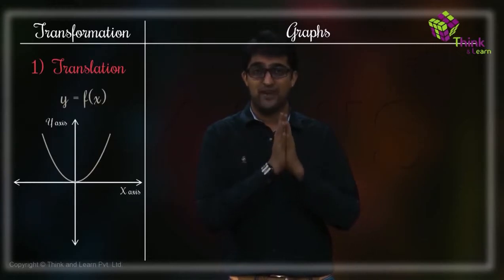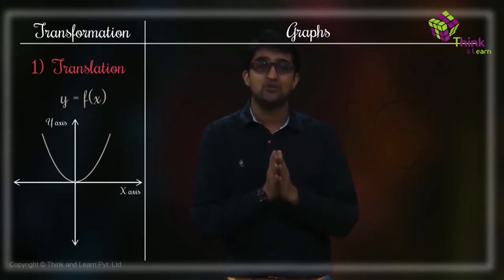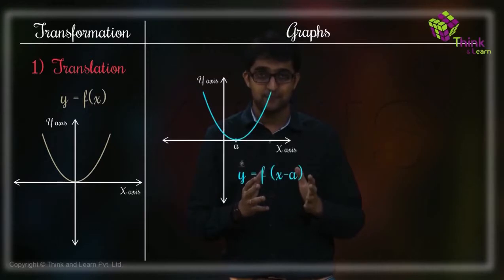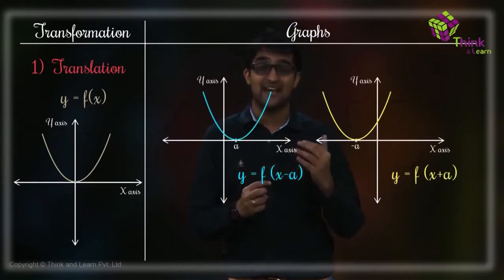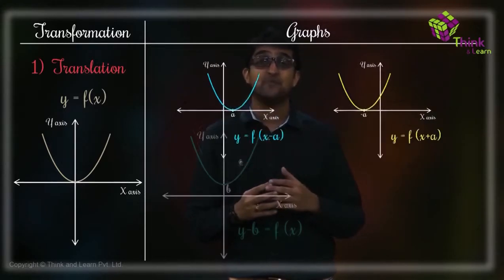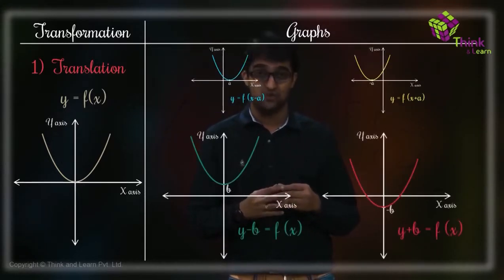So let's summarize this entire transformation in one single slide now. What are the different types of transformation you learned? You started with translation. Translation was nothing but moving the function along a straight line. So you spoke about moving along the positive x-axis, where y is equal to f of x was transformed to y is equal to f of x minus a or f of x plus a, depending on positive or negative side. If you wanted to move it along the y-axis, you transformed it as y minus b is equal to f of x, or y plus b is equal to f of x.